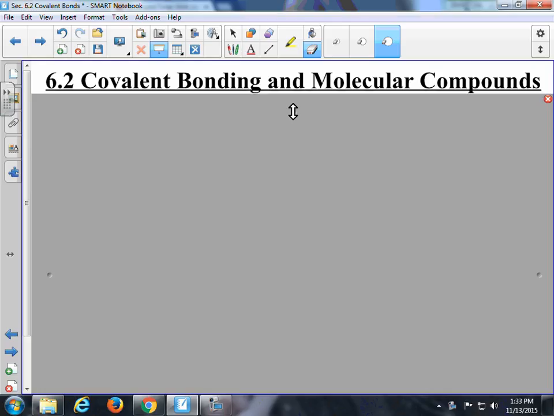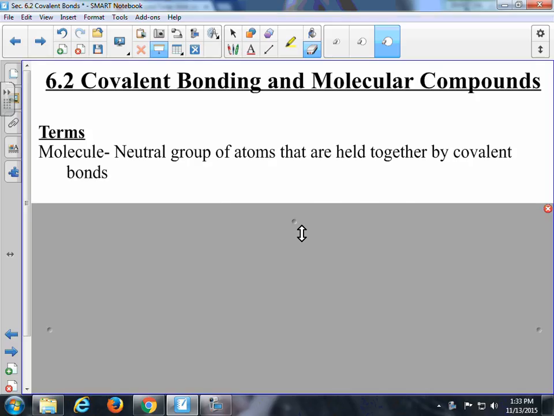Before we do that, there's two things we're going to have to do. We're going to review some vocabulary and some background knowledge from the past two chapters so you are in the zone when it comes to talking about covalent bonds. First, we have to talk about what a molecule is. A molecule is a neutral group of atoms that are held together by covalent bonds.